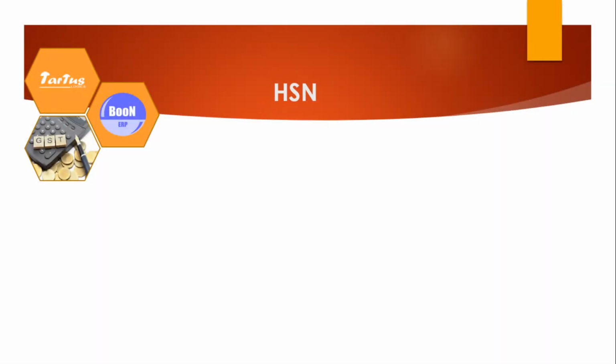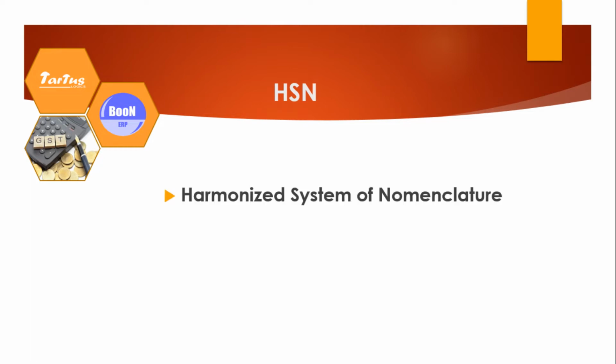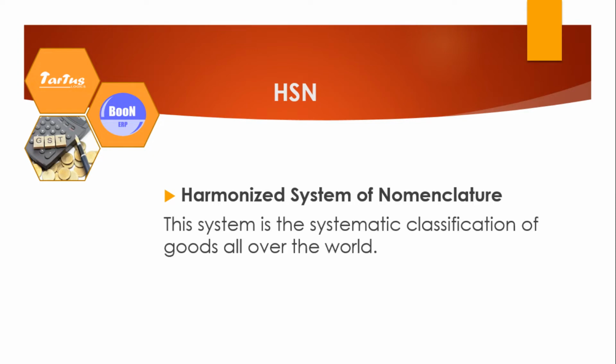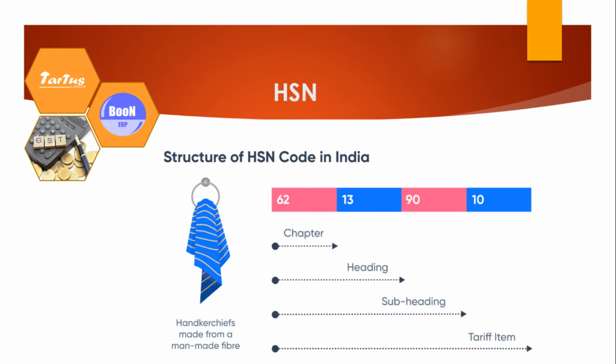Let us now discuss certain masters required for calculating GST. HSN is an abbreviation of Harmonized System of Nomenclature. This system is the systematic classification of goods all over the world. Let us now look at how this code is generated with an example of a handkerchief made from man-made fiber. Here HSN is a combination of the first 2-digit chapter, second 2-digit heading, third 2-digit subheading, and last 2 digits are the tariff item.